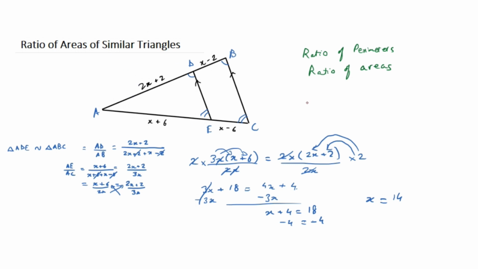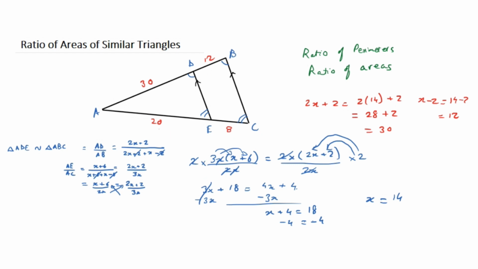Okay, so 2x plus 2 will be equal to 2 times 14 plus 2. 2 times 14 is 28 plus 2 is 30. So I can rub this off and write 30 here. Then x minus 2 is obviously 14 minus 2, which is 12. So again, I can get rid of this and write 12 instead. X plus 6 is 14 plus 6, so I can write that as 20. And x minus 6 is 14 minus 6, which I can write as 8.